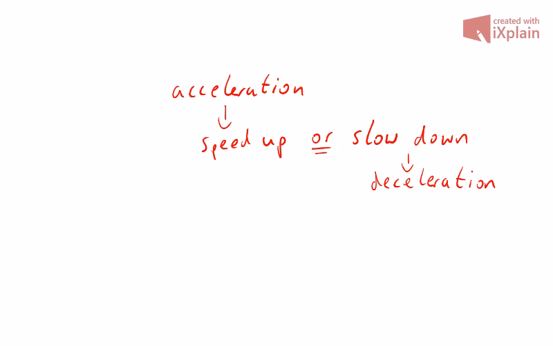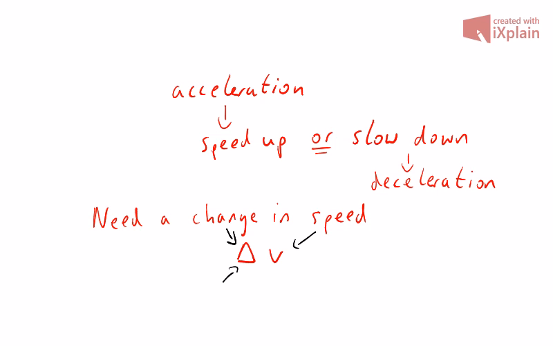But the common theme between these two factors is that you need to have a change in speed. So whether you're speeding up or slowing down, to have an acceleration or deceleration, you need a change in speed. And in physics we call that delta V. That's what that triangle is. It's called delta. And it just means change in, and we know that V stands for speed.